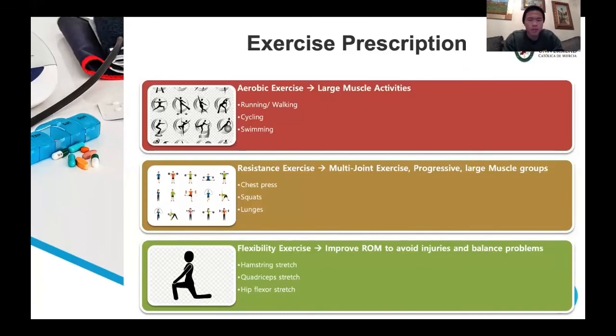For example, we have here the hamstring stretch, the quadriceps stretch, the hip flexor stretch, and many more actually.